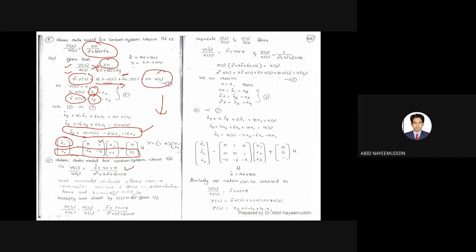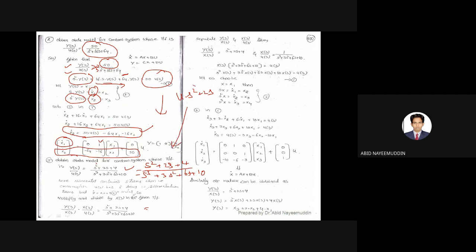But now if you have an s square term in this particular problem, once again I am writing here: s square plus 2s plus 4 divided by s power 3 plus 3s square plus 6s plus 10. If you observe, in both the numerator and denominator there are s terms. So if you cross multiply, the input u will be multiplied by s square plus 2 into s.